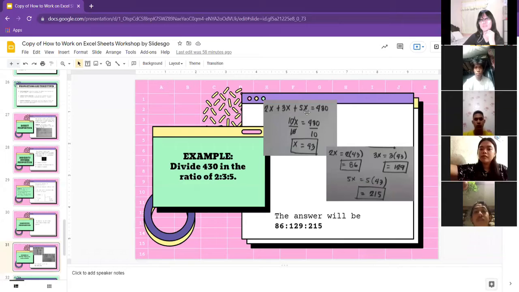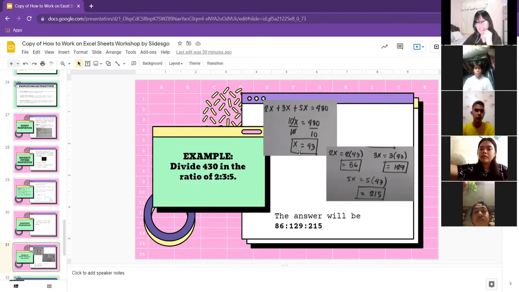So, 2 plus 3 plus 5 is 10. Then, copy the x over 10. Over 10, since pareho sila ng number, ika-cancel na lang natin. Tapos yung sagot na 430, i-divide natin siya sa 10, which is yun kasi yung nakuha nating denominator dito. So kapag dinivide mo siya, ang makukuha mong sagot is 43.